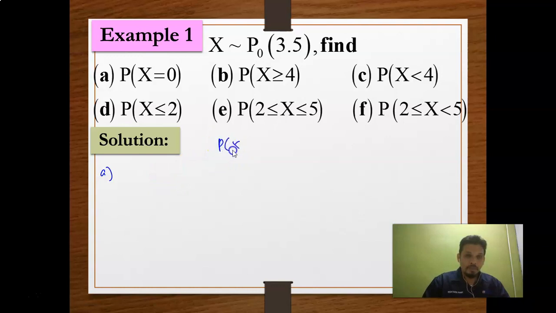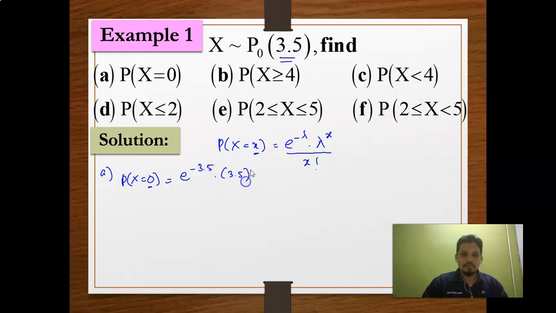So now the probability of x equal to x is e to the power of negative lambda multiplied by lambda to the power of x divided by x factorial. In this case, lambda is 3.5, and x is according to the value of this. So the first one here, probability of x equal to 0. Lambda is 3.5, so e to the power of negative 3.5 times 3.5 to the power of 0 divided by 0 factorial, where 0 factorial equals 1.